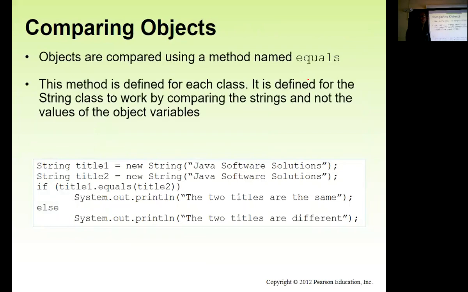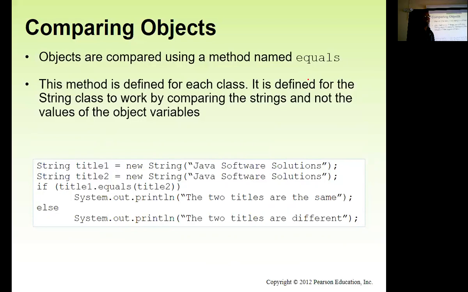Objects are compared using a method named equals, so you can actually write a method called equals. Every object has an equals method, and I'll talk a little bit about that when we look at inheritance and a little bit more about Java. This method is defined for each class. It's defined for the string class to work by comparing strings, not the values of the object variables. When I show you the API documentation a little bit later, you'll understand what I mean.